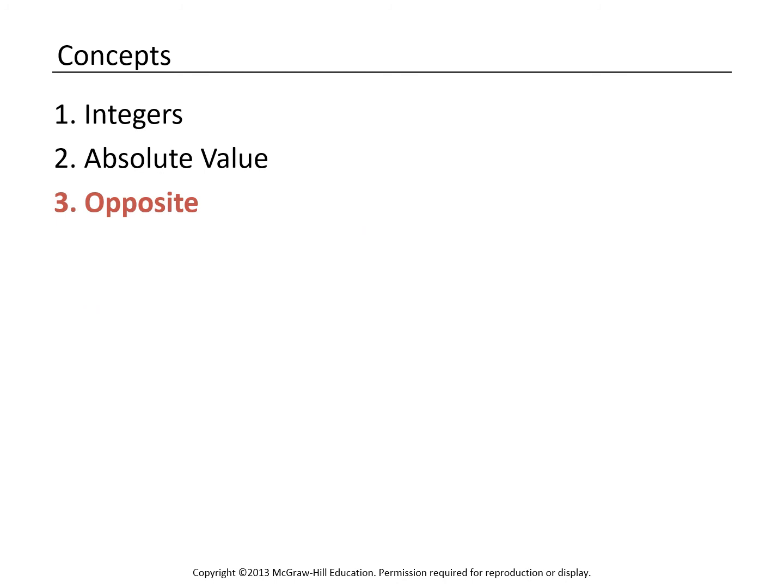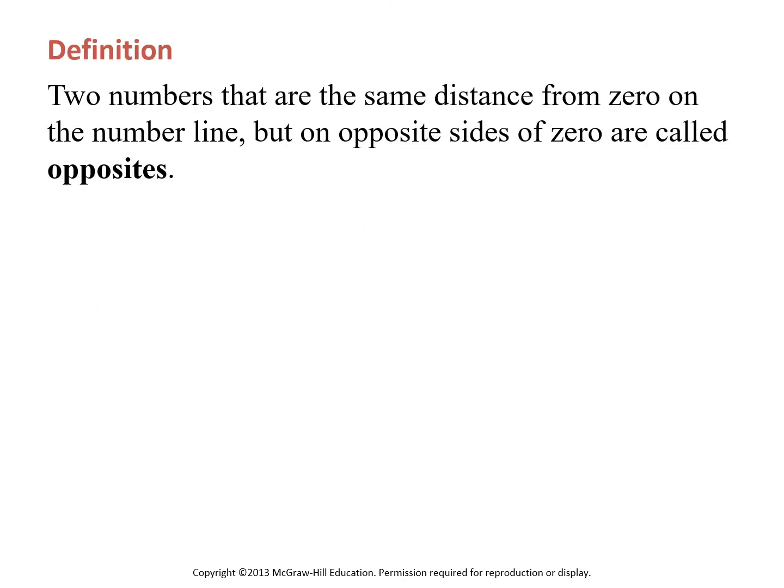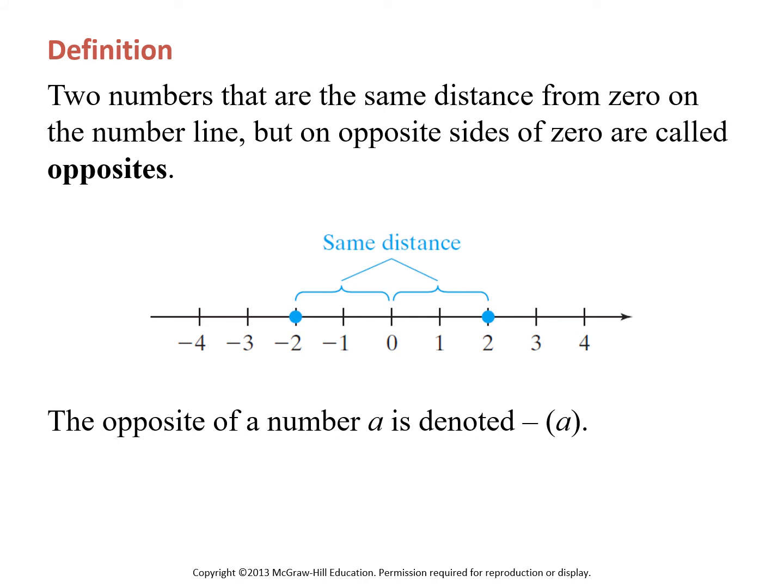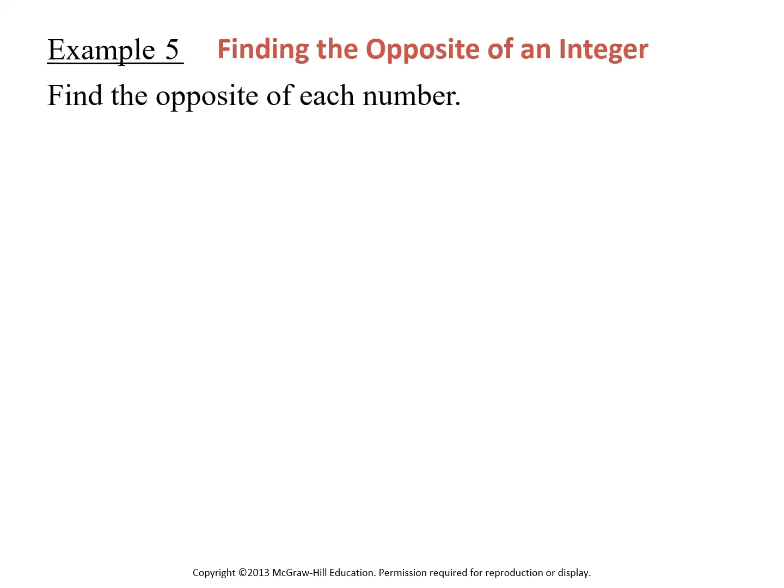And our last concept is opposite. So two numbers that are the same distance from 0 on the number line, but on opposite sides of 0, are called opposites. So the opposite of -2 is +2, and the opposite of +2 is -2. So the opposite of a number A would be denoted -A, and it's not necessary to have the parentheses. That doesn't really mean anything.